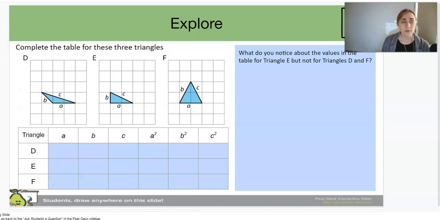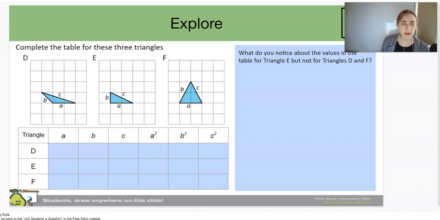On slide D, we have very similar images, right? We have some triangles on a grid, and we're going to complete the table for these 3 triangles. What do you notice about the values in the triangle for E, but not for triangles D and F? So in the table, you're going to show the side length for sides A, B, and C for each triangle, and the values for A squared, B squared, and C squared.